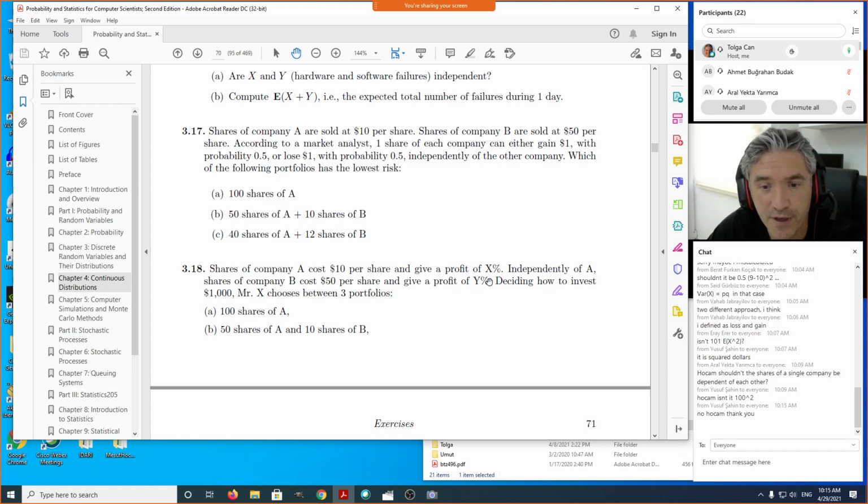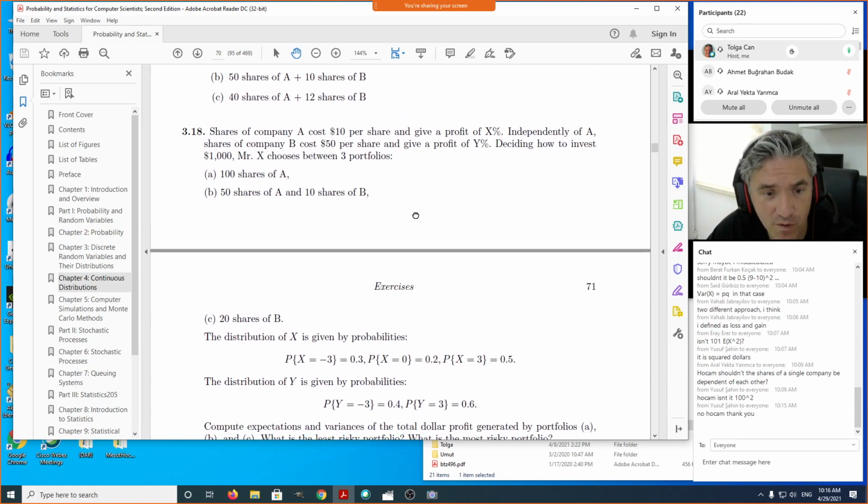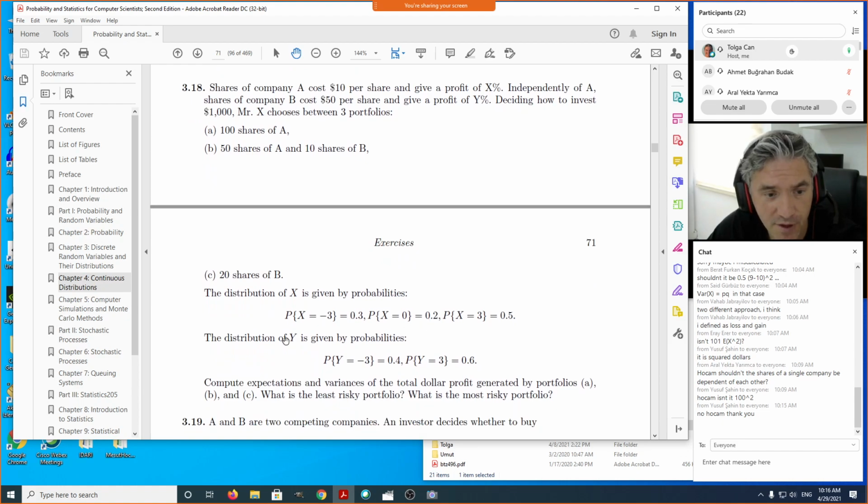First of all, the losses and gains are now in terms of percentages, and these are the different profits. It doesn't talk about any losses here. Now we have $1,000, and we have 3 portfolios. Okay, and now we are given some probabilities. The distribution of X. This X, this profit actually, we can also have losses.